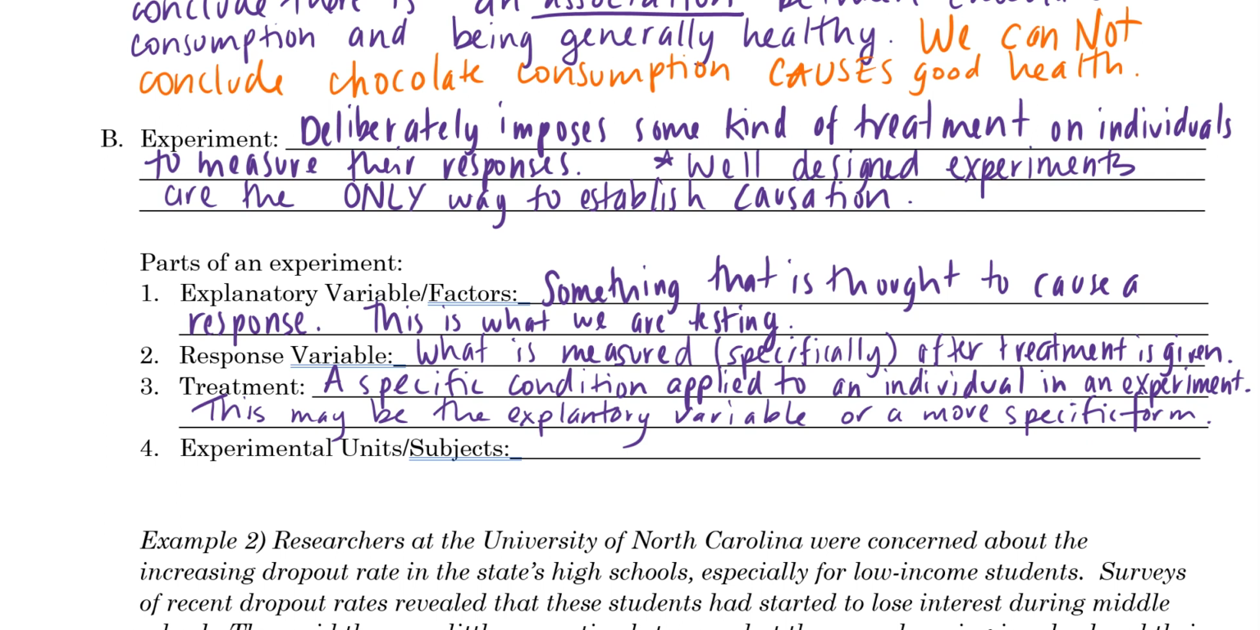If I'm trying to test a drug, if I want to see if aspirin is more effective than Tylenol, then my explanatory variables are aspirin versus Tylenol. And when I actually do my experiment, I will be giving aspirin and Tylenol to a group of individuals. And then finally, those group of individuals who I am experimenting on are called experimental units, or if they're people, we call them subjects. So it's what or who receives the treatment.